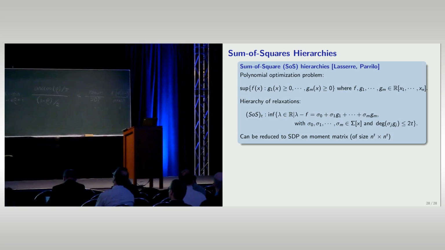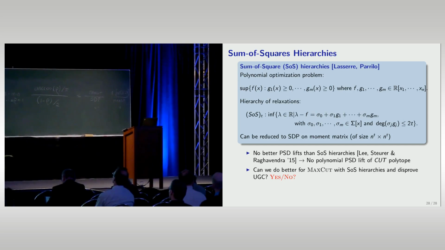And so we can get a sequence of bounds for any t that gives us a hierarchy of bounds on an NP-complete problem like the maximum cut problem. And one question is, if you use these hierarchies, these stronger bounds, could we get better approximation for max cut or other NP-complete problems?